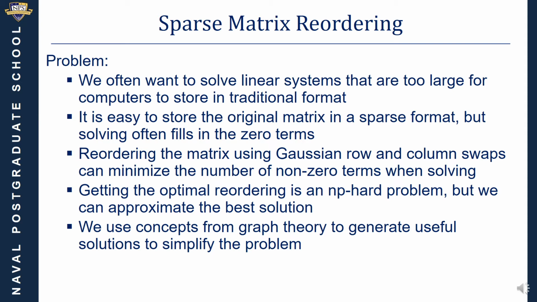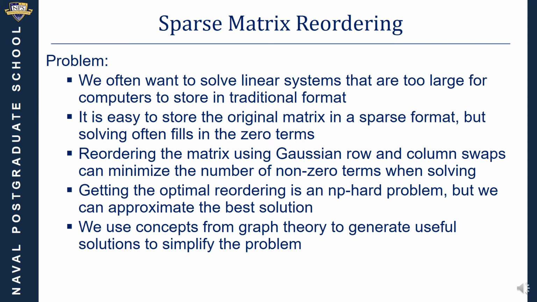For example, a relatively small 1 million by 1 million matrix would take over 7 terabytes to store in traditional formats of double precision numbers. So we use the sparse matrix format to start ignoring these zeros and have developed algorithms to reduce the filling of the zeros as we solve these systems.